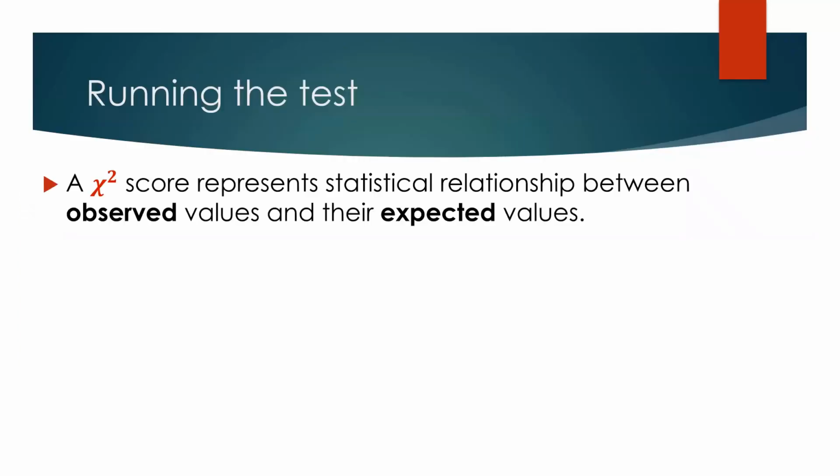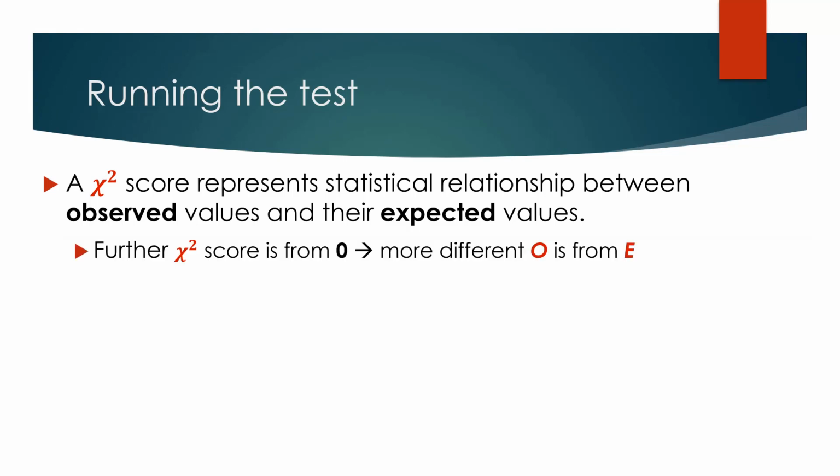A chi-square score represents the statistical relationship between your observed values and their expected values. The further the chi-square is from 0, the more different O is from E. That's what it's telling you. If the chi-square score was 0, it means your observed values were exactly the same as your expected values, which would indicate that your 2 things are probably independent of each other.